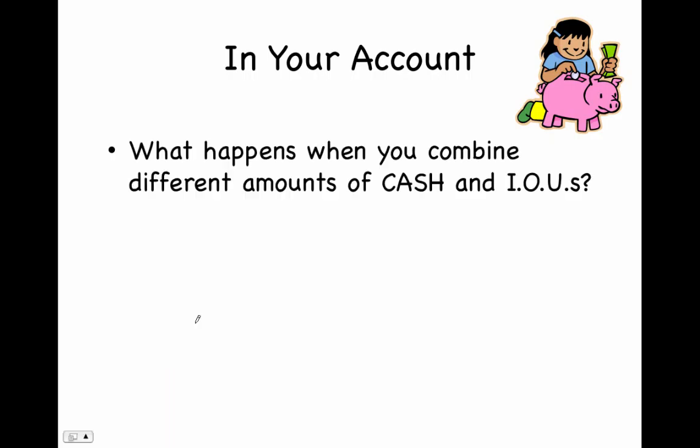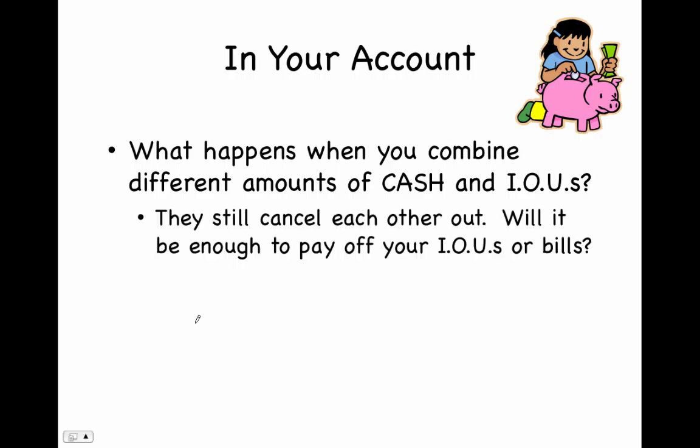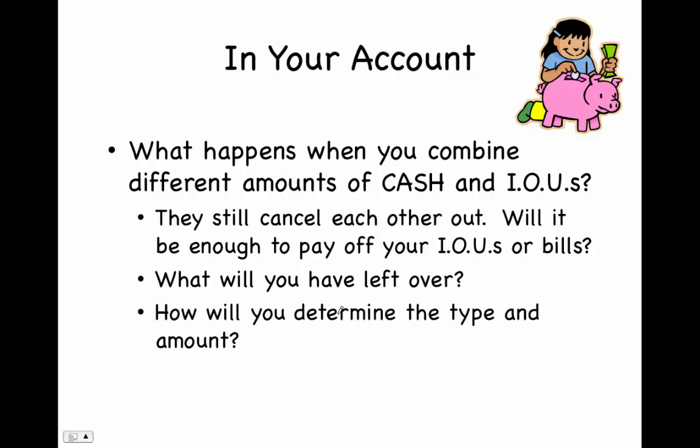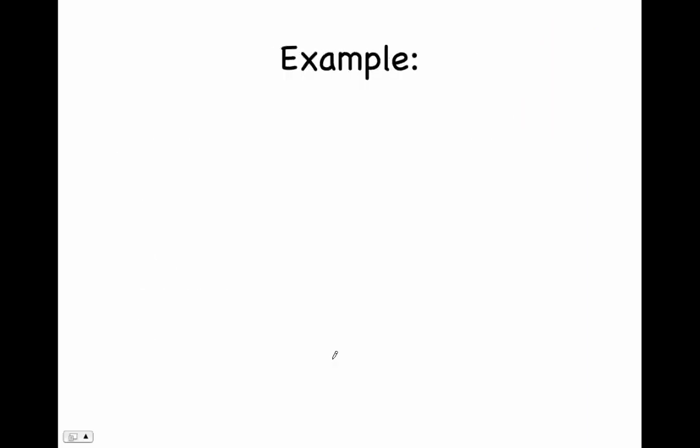Now what happens when you combine different amounts of cash and IOUs? Well, it depends. They still cancel each other out. Positives and negatives cancel each other out. But will it be enough to pay off your IOUs or bills? That depends. What will you have left over? So you have to figure that out. And how will you determine the type and amount? The key to remember here is just use your logical sense. Think about money and what that would look like.